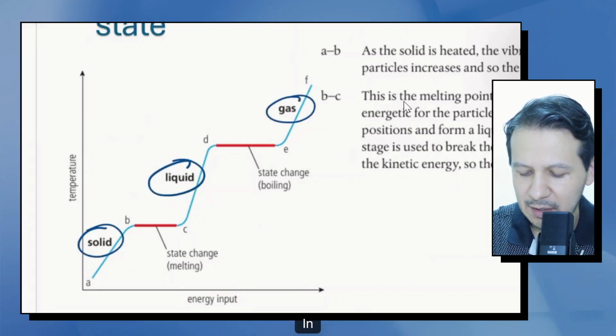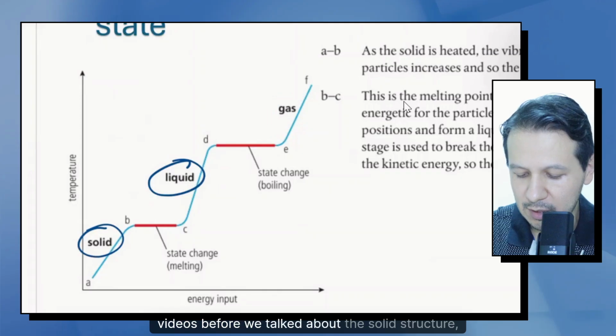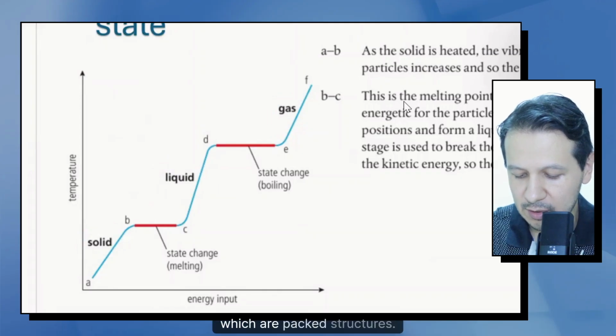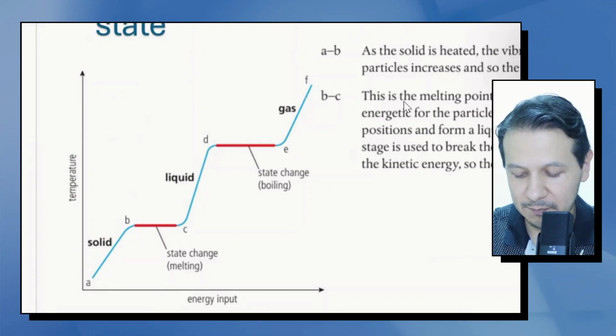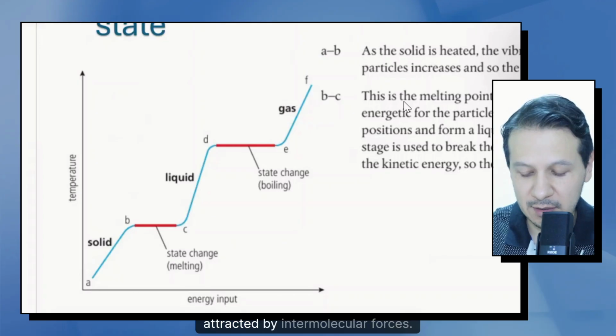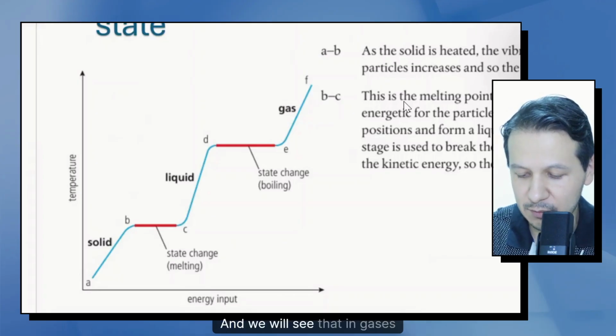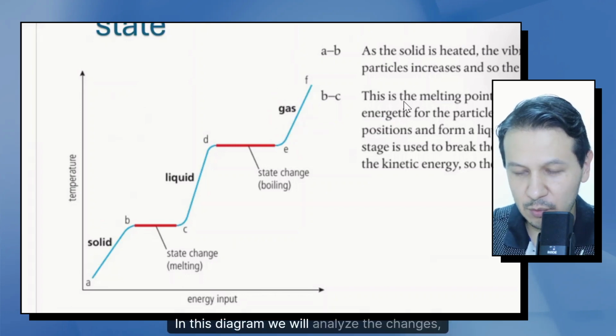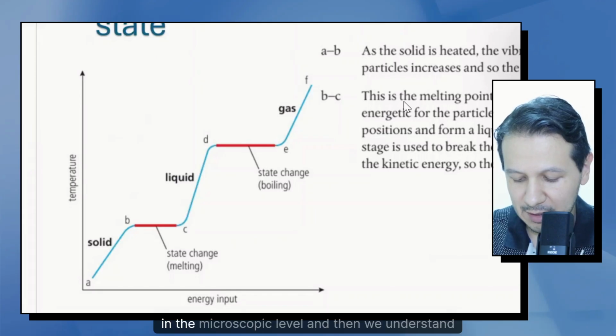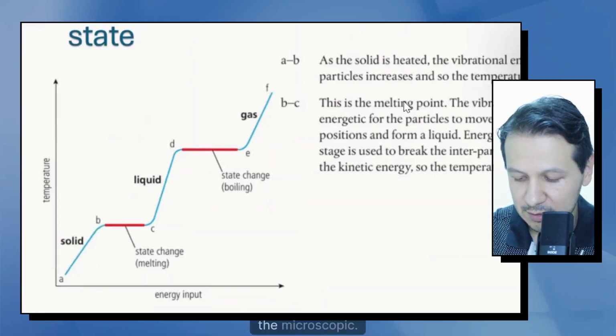In videos before, we talked about the solid structure, which are packed structures. Then we have the liquids, where the molecules or compounds are attracted by intermolecular forces. And we will see that in gases, the molecules are spread out, with weak forces. In this diagram, we will analyze the changes at the microscopic level, and then we understand the macroscopic.